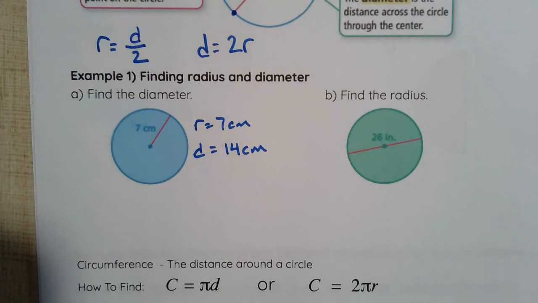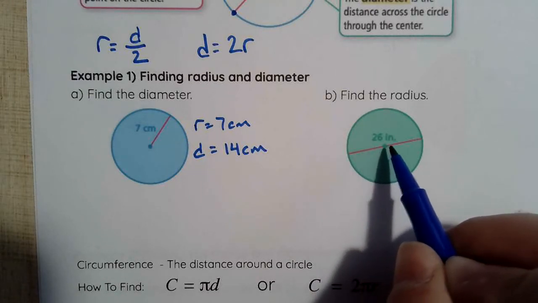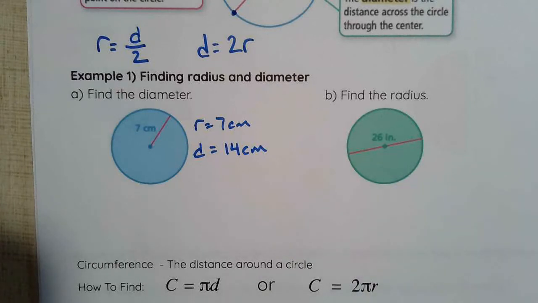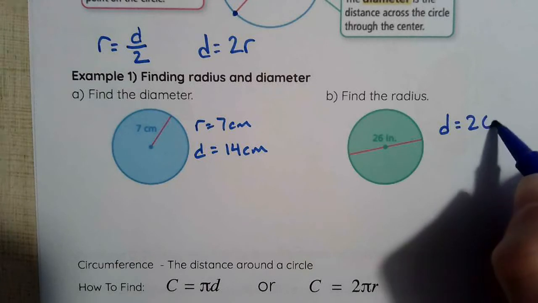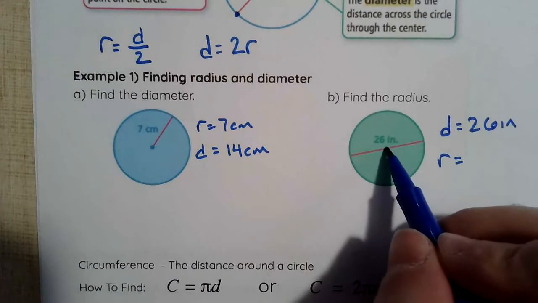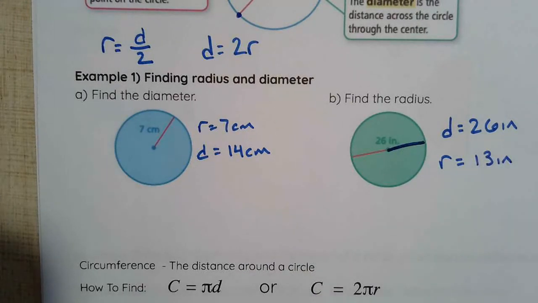If I look at example B, now I have a red line that goes through the entire circle. That's referring to the diameter. So the diameter is 26 inches. The radius is half of that, which would be 13 inches. So we want to understand that relationship between diameter and radius before we move forward.